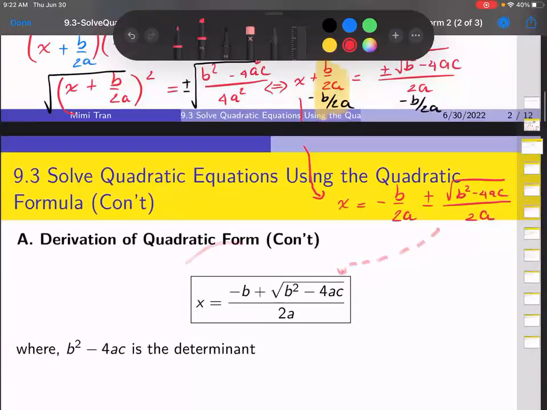Now, this part right here, b squared minus 4ac, that is the discriminant, which we're going to talk about later. I don't want you to worry about it right now. Why do we need to talk about the discriminant? Because it determines what kind of solutions the equation has.